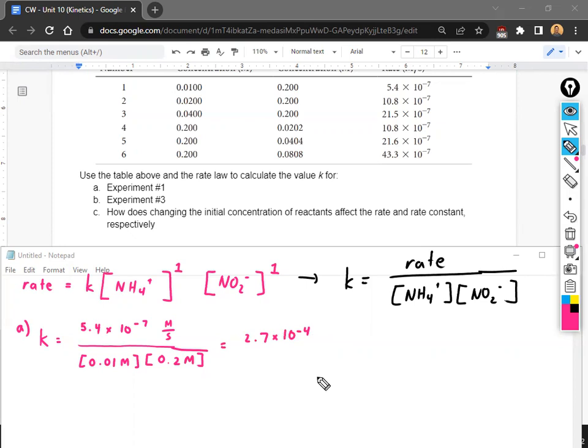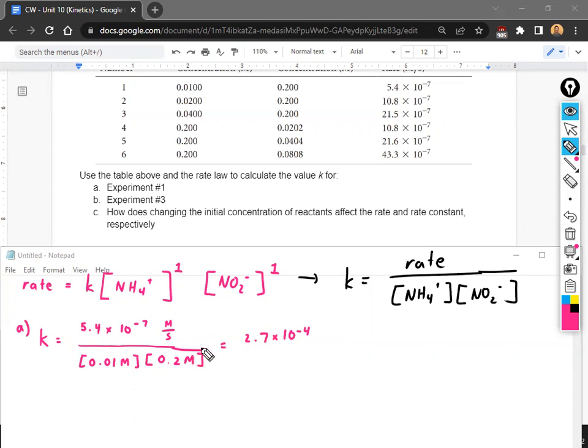If you got a different exponent, make sure you get it in correct scientific notation. You should get 2.7 times 10 to the negative 4. They're going to mark you down if you don't put it in scientific notation. So we did the numbers.